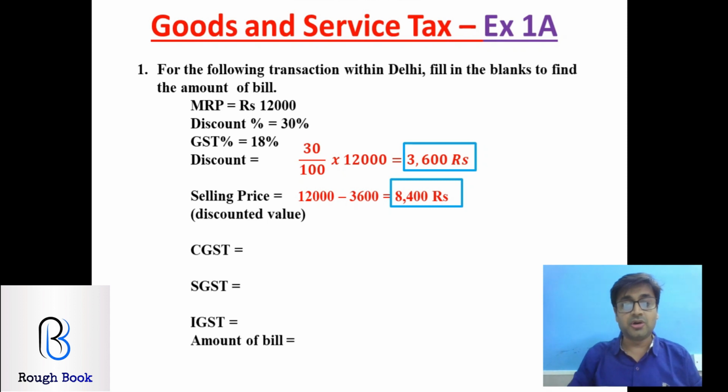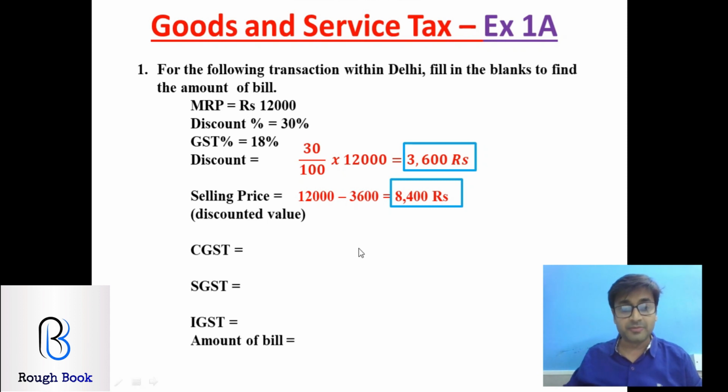Now pause the video, calculate 9% on this 8,400 as CGST. The same amount write as SGST. Why 9%? Because we said when it is intrastate, the 18% is broken into two equal parts, CGST and SGST. So take 9% as CGST, get your answer here. Copy the same answer here. What will you write for IGST? Nil, NIL, because nothing is going to be there since it is intrastate.